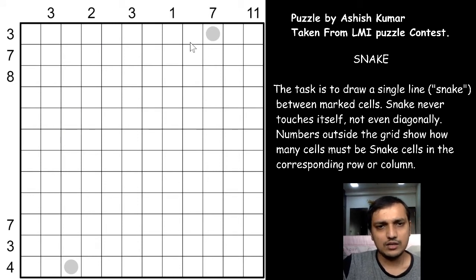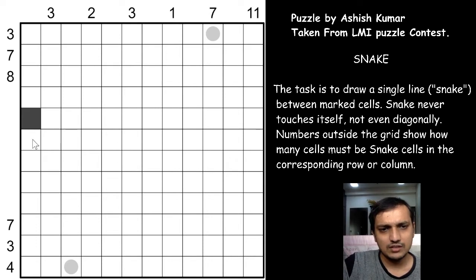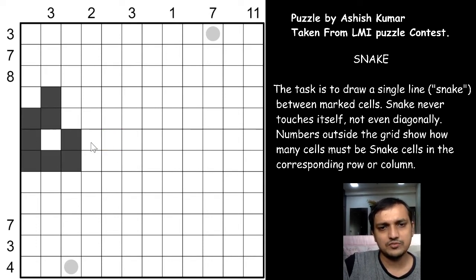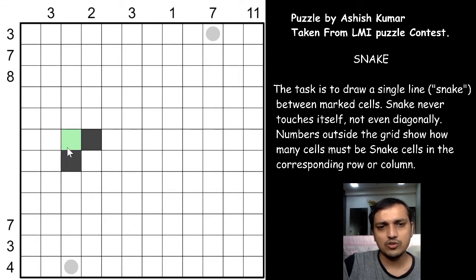And you cannot have a 2 by 2 group of full cells shaded. So a snake cannot have 2 by 2 groups of cells shaded, and the snake cannot even touch diagonally. For example, if this is the path of the snake and it is touching itself diagonally, this cannot happen. So a snake cannot touch itself diagonally, and you cannot form a 2 by 2 group of shaded cells.